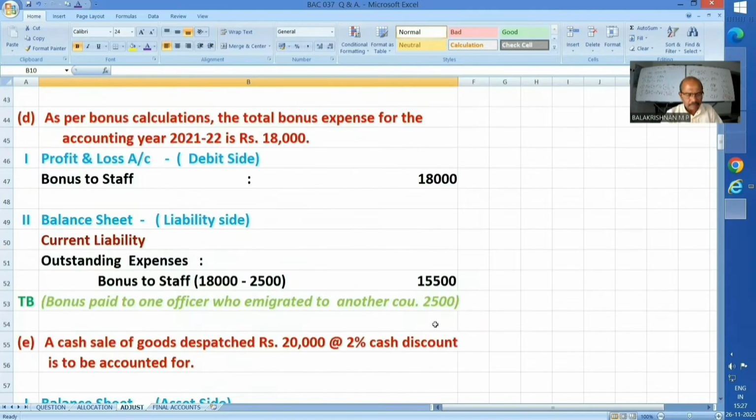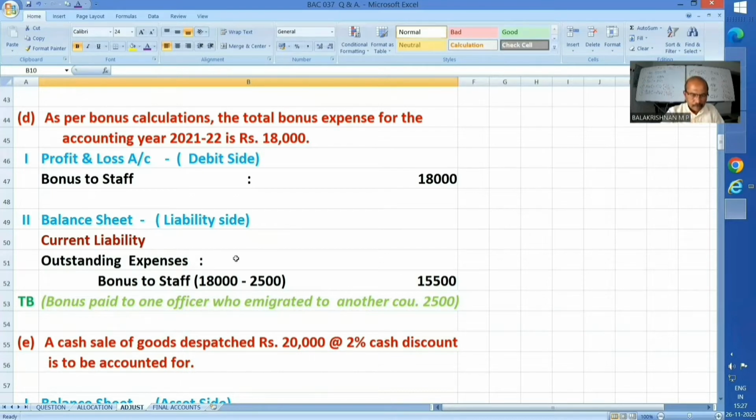Next item, item D. As per bonus calculations, the total bonus expense for the accounting year 2021-22 is rupees 18,000. You know, the bonus expenditure for the year, that is 18,000. It has to be shown as it is in the profit and loss account. We will show in the debit side of profit and loss account bonus to staff.